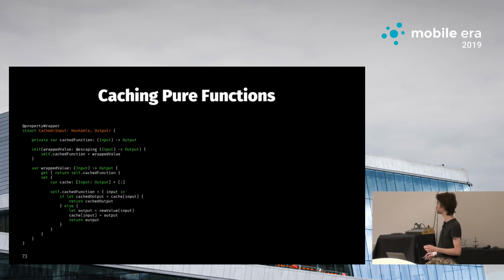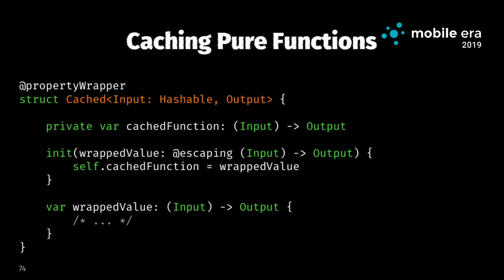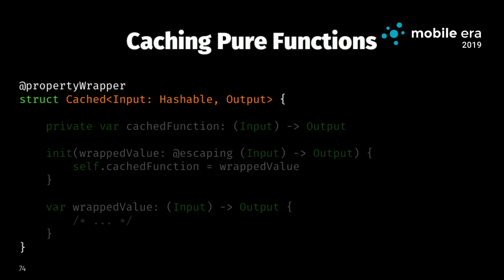So how do we implement this? There's actually quite a lot of code, so we're going to see it step by step. We begin by defining a struct which we call Cached, and it has two generic arguments, Input and Output. We add a constraint on Input that it must be Hashable, because we are going to need to store the input in a dictionary, and for this it needs to be hashable. Then within our state, we are going to store a cached function. As I said just before, we can store functions in properties. So this is a property, and it's a function that takes an input and returns an output.